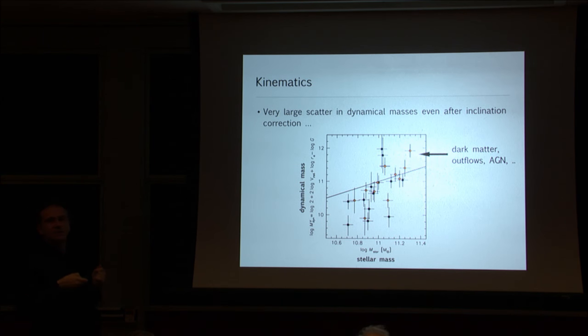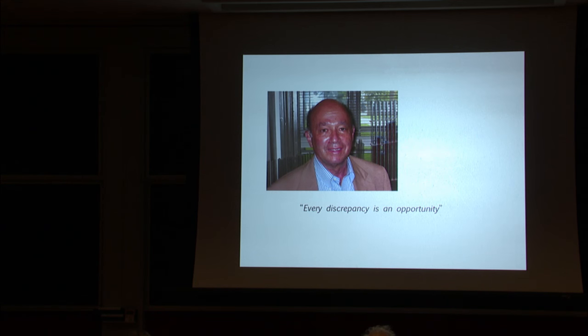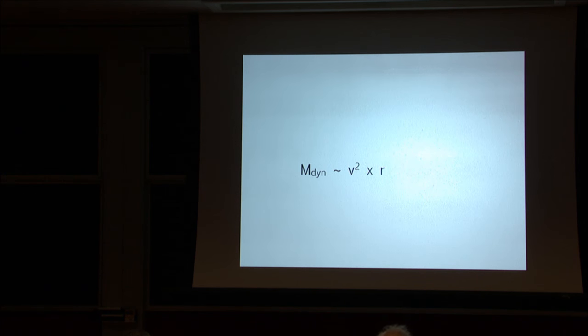Measuring too high a velocity dispersion is easy. But this is much harder, right? A dynamical mass that's below the stellar mass is not something that you like. Now, Jerry isn't here, but you can say, there's a discrepancy and we can learn from that, right? We can actually derive something from this. I don't think he ever said that, by the way. But it seemed like something he could say.